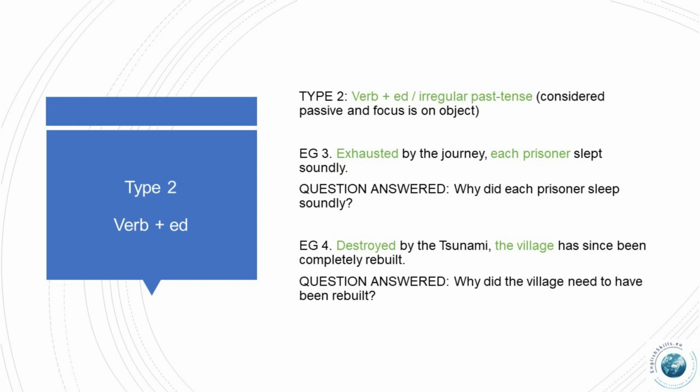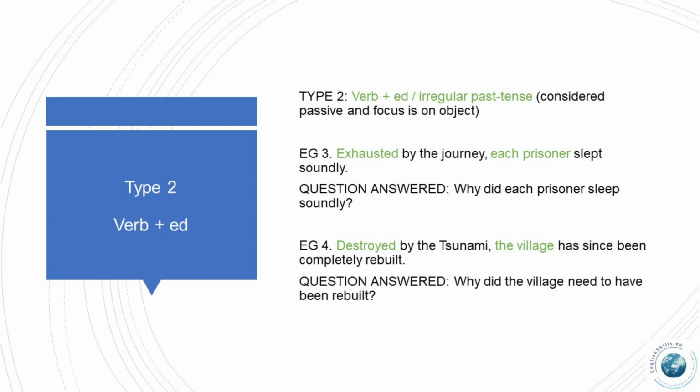We know what it refers to, and then we can continue the story in perhaps a very simple subject-verb-object sentence, as in example 3. Example 4, destroyed by the tsunami. Okay, what was destroyed? Well, the village was destroyed by the tsunami. Tell us more. The village has since been rebuilt, completely rebuilt. Great news. What we wanted to say at the beginning was, why did the village need to have been rebuilt?